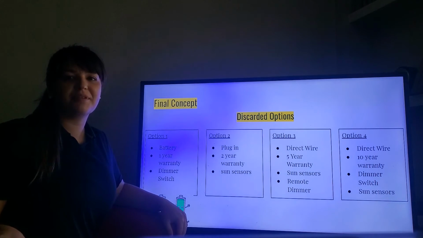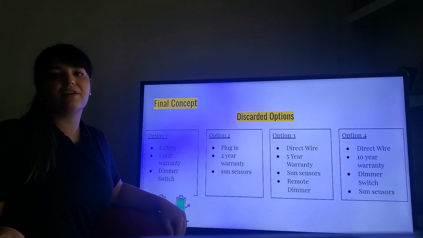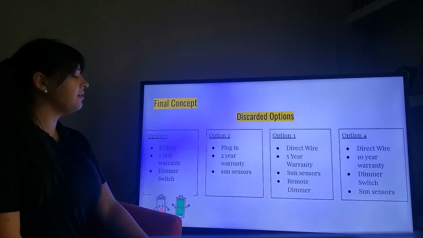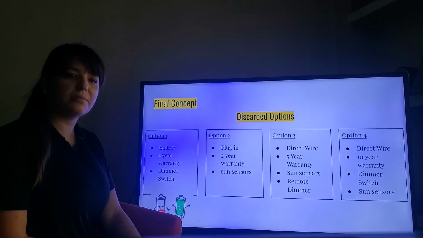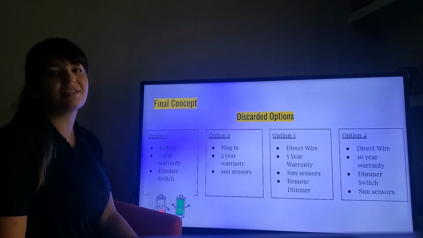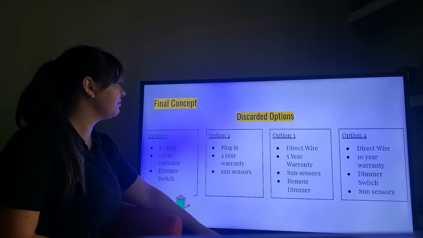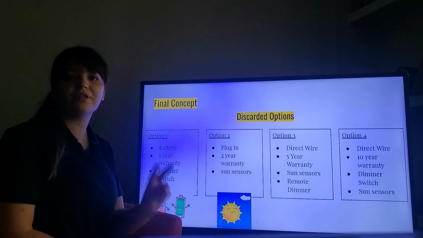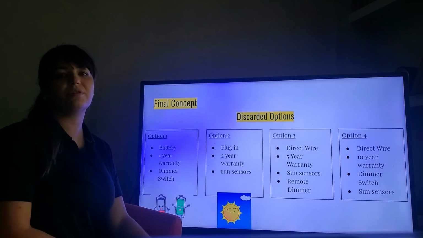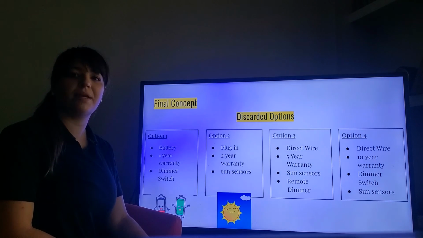Our team came up with several great options for the final concept. Option 1 is a battery-powered source with a 1-year warranty and a dimmer switch to manually control the level of tint on the windows. Option 2 is a plug-in source with a 2-year warranty and sun sensors to automatically control the level of tint on the windows based on the sunshine.